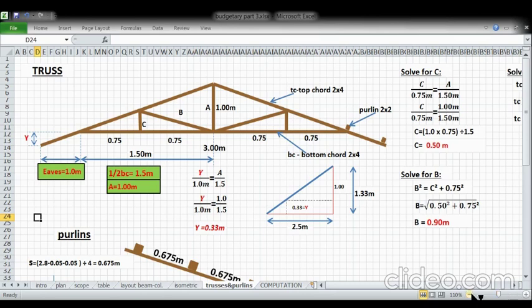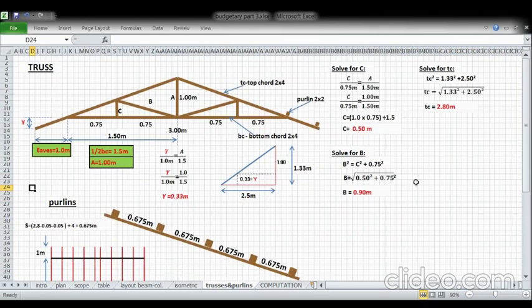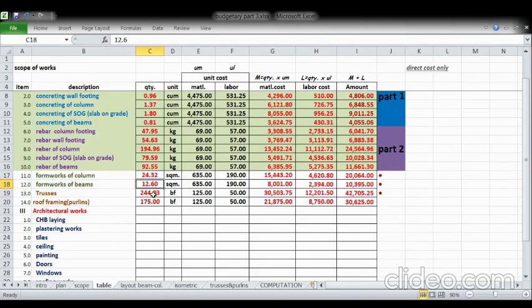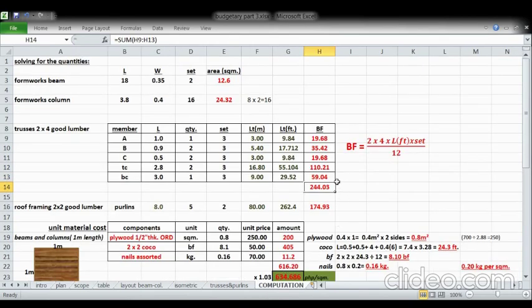Tingnan natin yung mga components niya. Tingnan natin siya para solve natin yung mga haba. Ang objective natin kasi dito is solve natin yung total ng length niya. Kapag nakuha yung total length, makukuha natin yung board feet. Tapos total board feet. Okay? So, ilalagay natin sa table. 244.08. Okay? Ganoon din sa purlins. Okay? Kasi board feet ang presyuhan sa merkado pag bibili ka ng mga kahoy. So, kaya kinuha natin ng board feet.